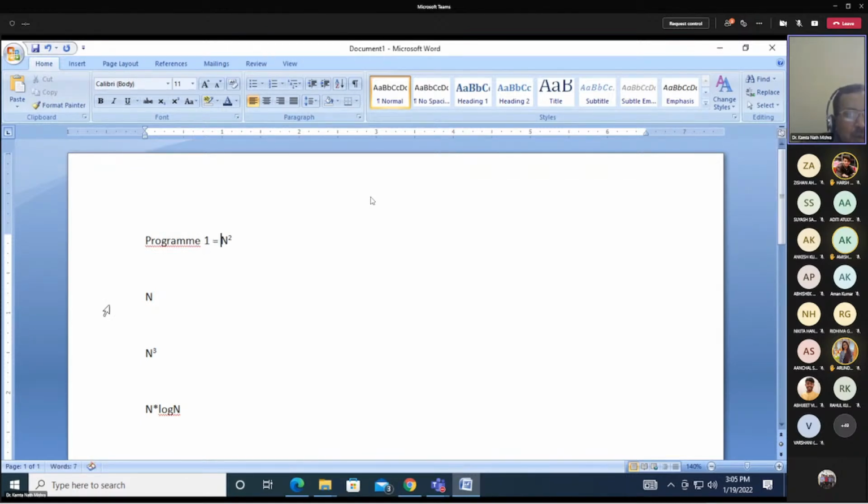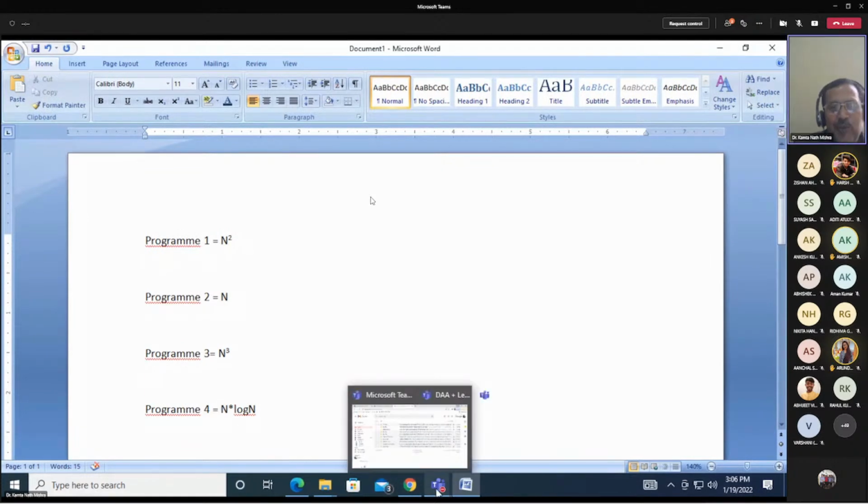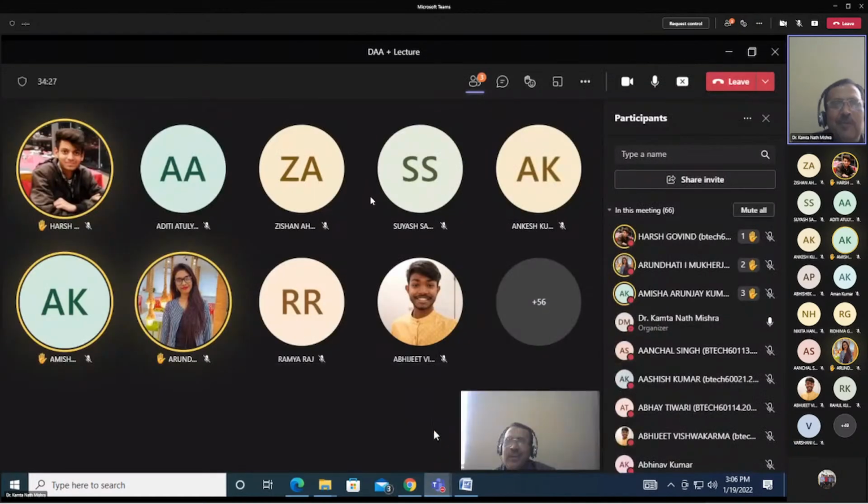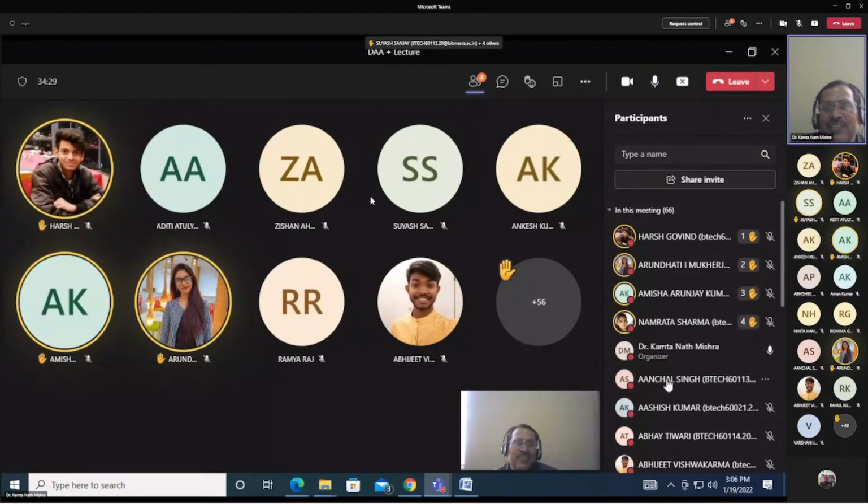This is program 1. This is the time of program 1 when you converted it into a mathematical equation. This is program 2. This one is program 3. And this one is program 4 when you converted it into a mathematical equation. Is the screen clearly visible to everyone? Yes, sir. Now you tell me whose program is best. Raise your hands. How many of you can reply?